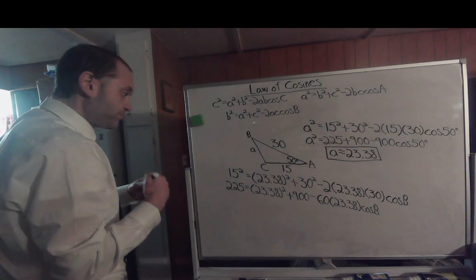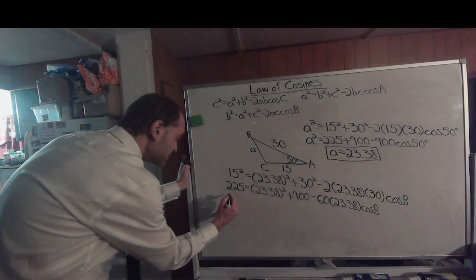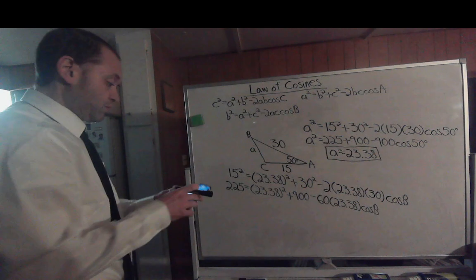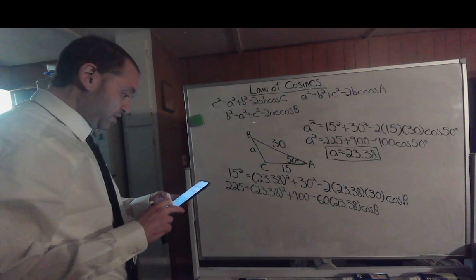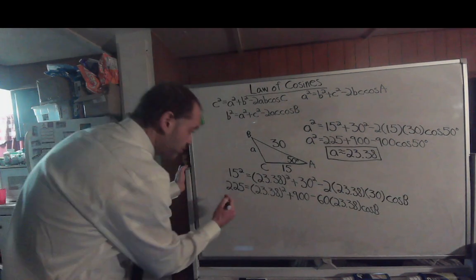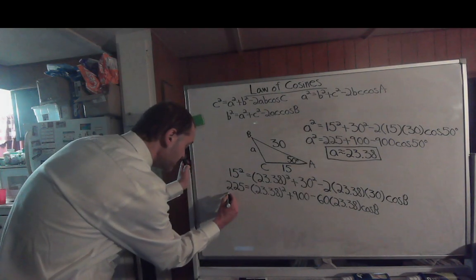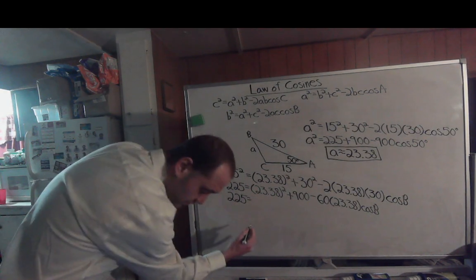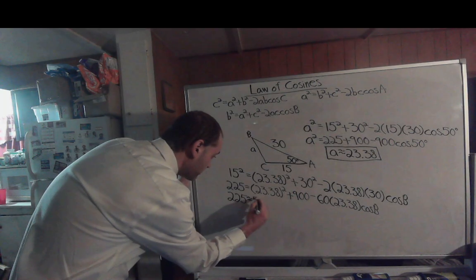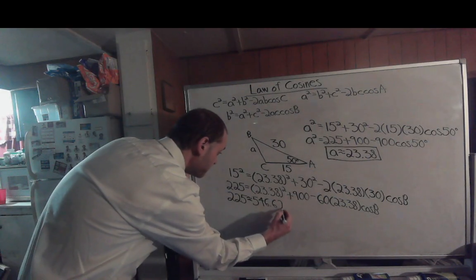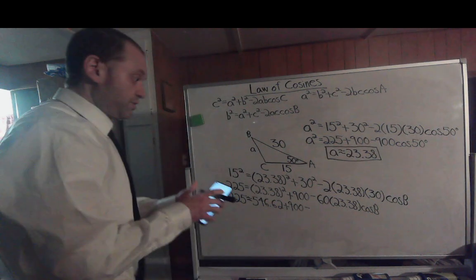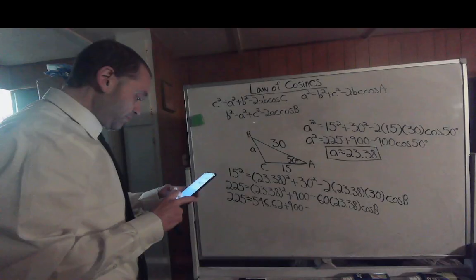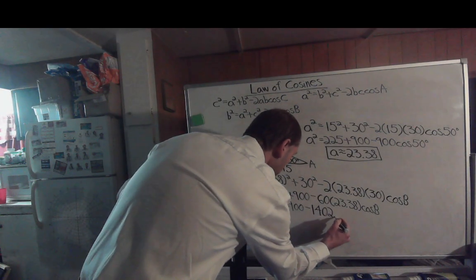Alright, so what we're going to have now is, I guess we're going to have to round this, unfortunately, in order to be able to make sense of this. Let's take 23.38 to the second power. To 2 decimal places, you get approximately 546.62. So this would mean 225 is approximately equal to 546.62 plus 900 minus, let's take 60 times 23.38, so that'd be minus 1,402.8 cosine of B.